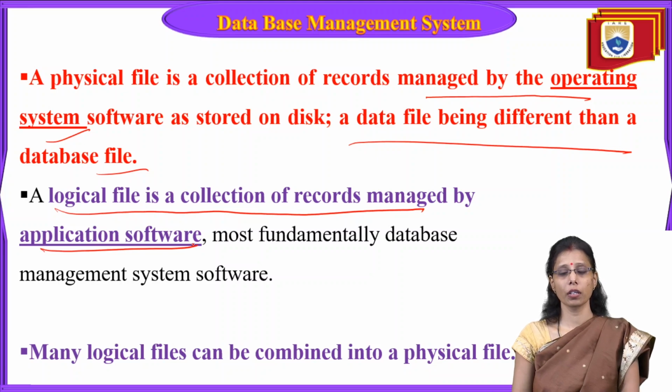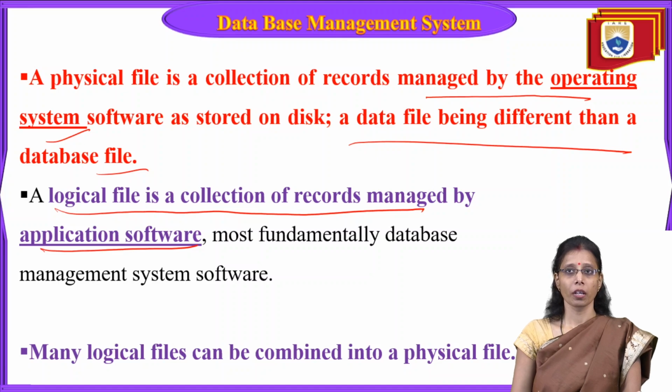So there are two kinds of files in the system where the data is managed. One is the physical file, a collection of records which the operating system, like Windows 7, 8, 10 or Windows 11, will manage through the computer system software. Whereas the logical file is a collection of records which is managed by the application software.